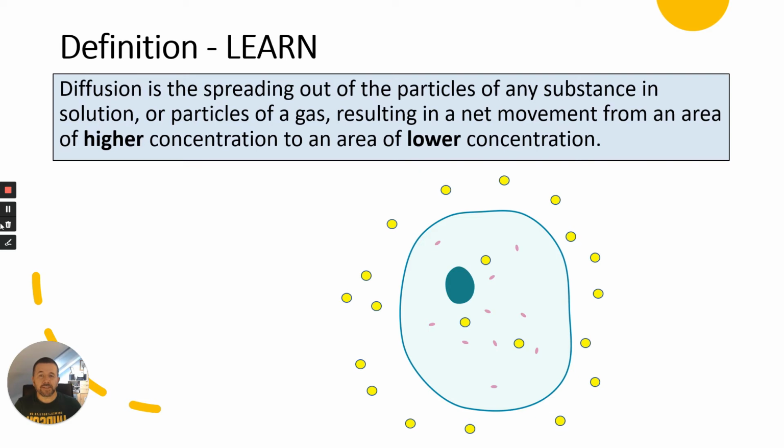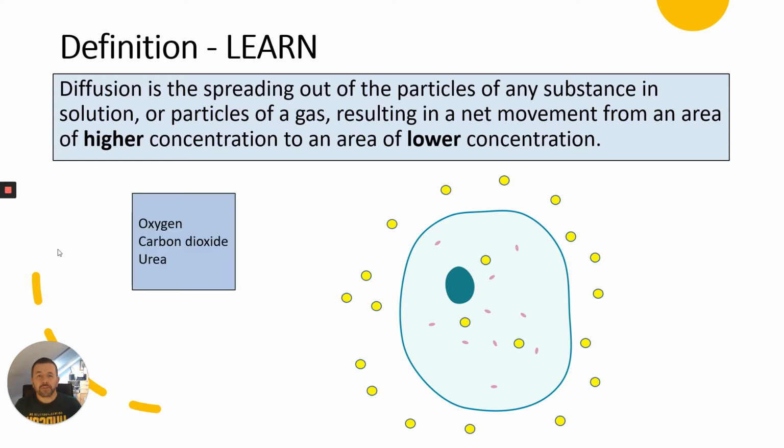Diffusion is the spreading out of the particles of any substance in solution or particles of a gas, resulting in a net movement from an area of higher concentration to an area of lower concentration. So here I have some particles on the outside and it's in a higher concentration, and inside the cell is a lower concentration.